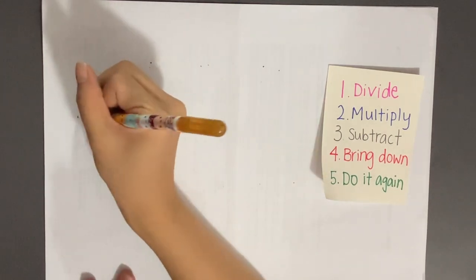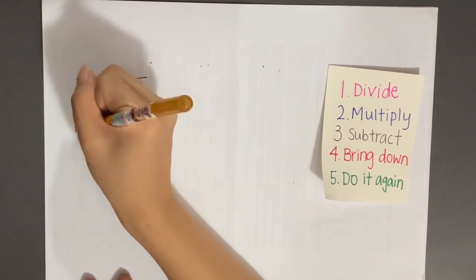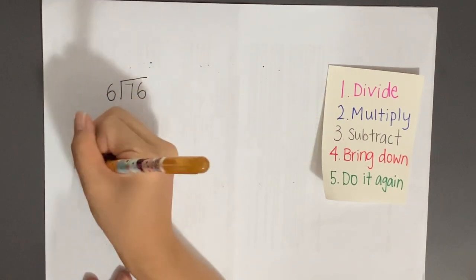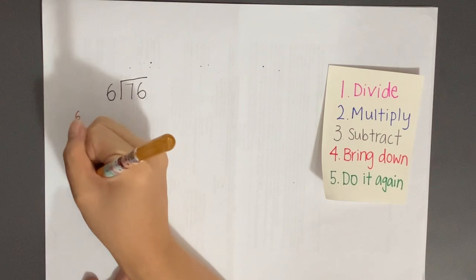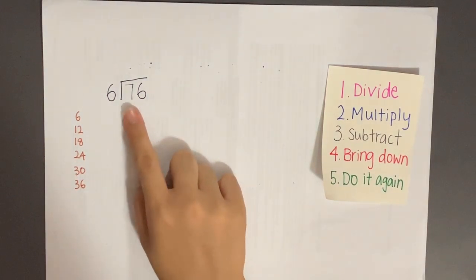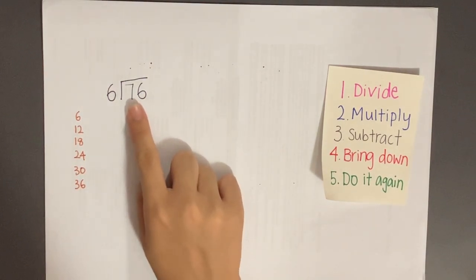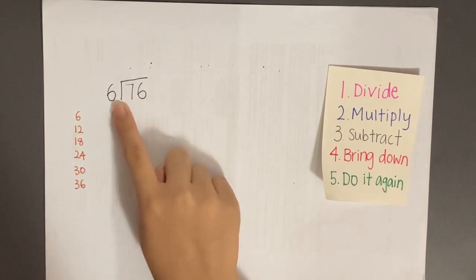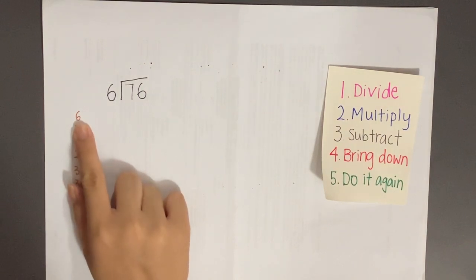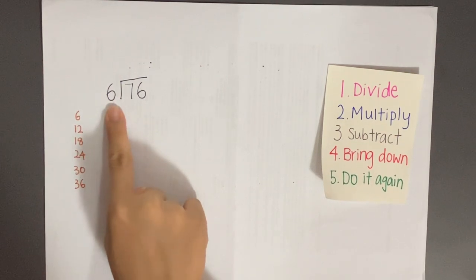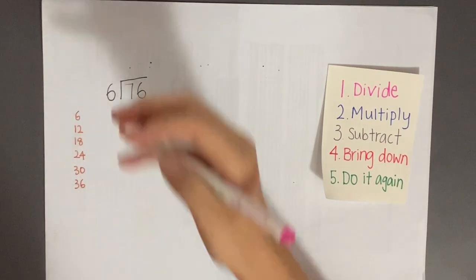Okay, so it's 6, 12, 18, 24, 30, 36, and I'll stop here for now. So, which number is smaller than 7, but the closest to 7 that can divide by 6? So the only answer is 6, because 12 is already greater than 7. So I have to use 6 divided by 6, which gives me 1.